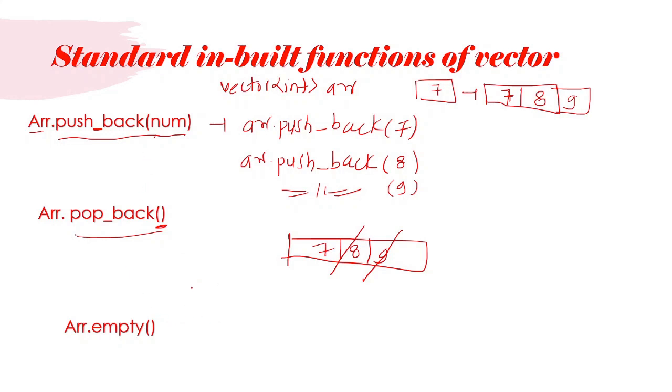Now comes the empty. So the empty function mainly returns true or false. If my vector is empty, it simply returns true. If my vector is not empty, it simply returns false. So it is a kind of boolean type of function which is simply used to indicate whether my vector is empty or it is not empty.